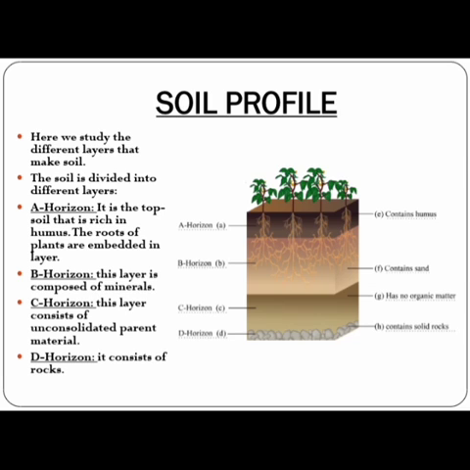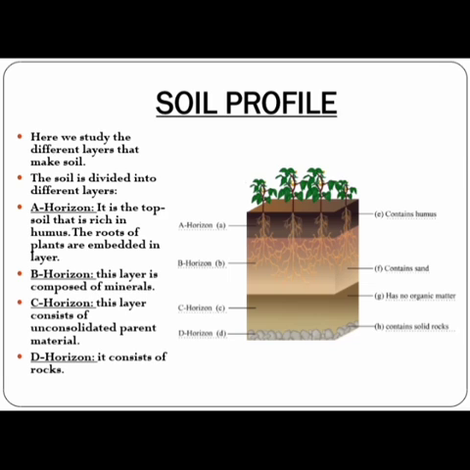Coming to B horizon, this layer is composed of minerals. The sufficient minerals required for the plants will be stored in this layer, that is B horizon, which consists of minerals, and also it consists of a few particles of sand. And sand particles are loosely arranged so that they will trap air as well as water, isn't it?